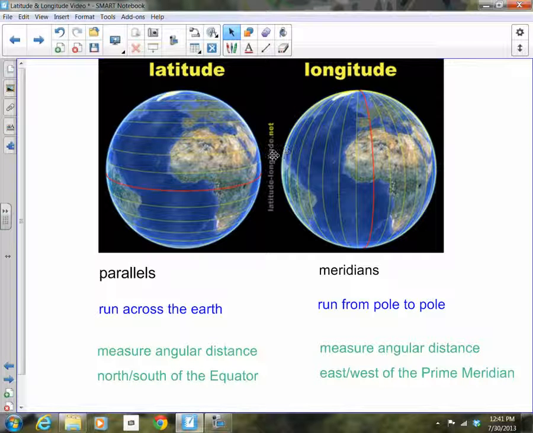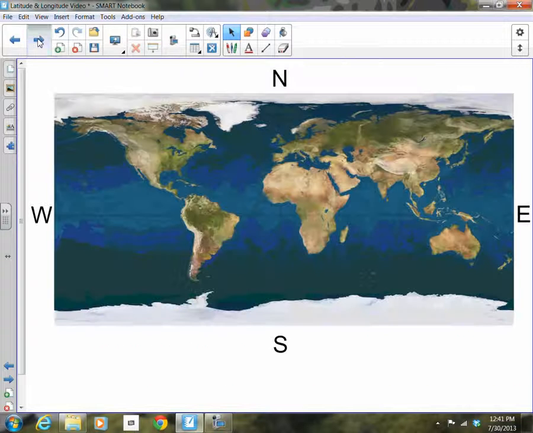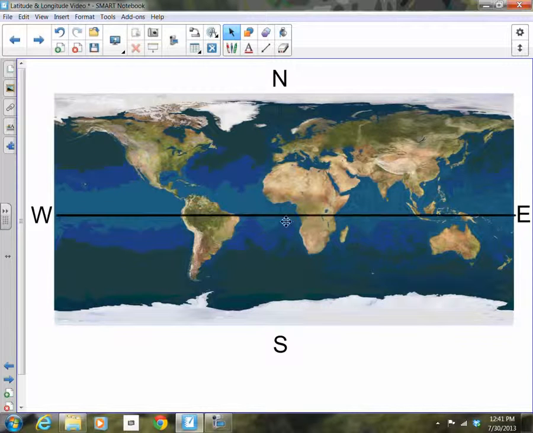Let's take a look at some maps and let's apply these concepts. So this map is a map that you're familiar with. You've seen these a number of times, and you know that the equator would run right across the middle of the Earth, and that would separate the northern hemisphere from the southern hemisphere. The prime meridian runs from the North Pole to the South Pole. Again, it goes right through Greenwich, England, right over here. And that separates the Eastern Hemisphere from the Western Hemisphere.